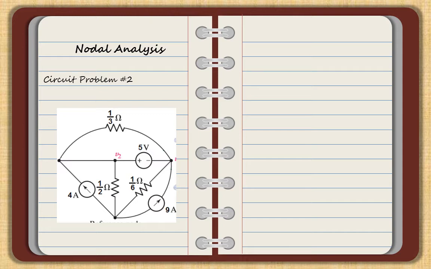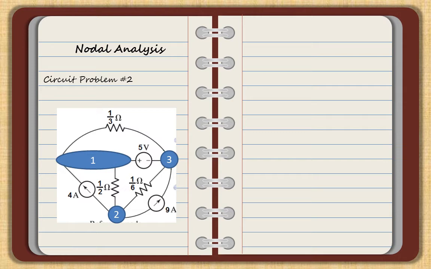The first step in using nodal analysis is to identify each node. This is one of the most important parts of nodal analysis, because if you get the wrong number of nodes, it will lead you to an error or a wrong solution. On this circuit, we have 1, 2, and 3 nodes.